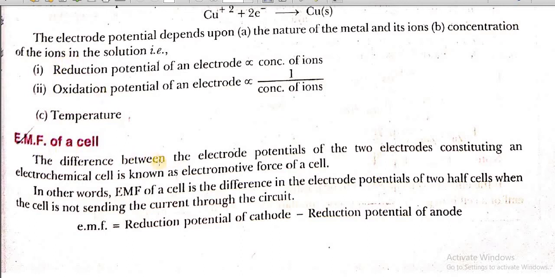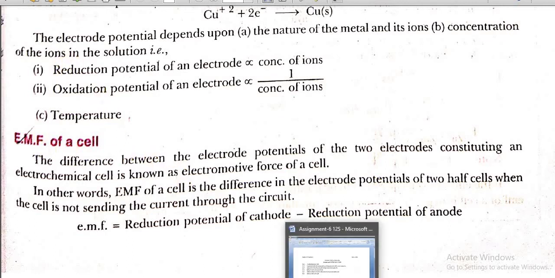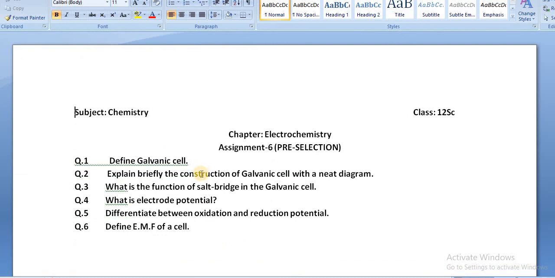Okay. Now, the assignment for today. That will be assignment number 6. Question number 1: define galvanic cell. Question number 2: explain briefly the construction of a galvanic cell with a neat diagram. Question number 3: what is the function of the salt bridge in the galvanic cell? Question number 4: what is electrode potential? Question number 5: differentiate between oxidation and reduction potential. And the last question is define EMF of a cell. So complete this assignment and send it in a minute.